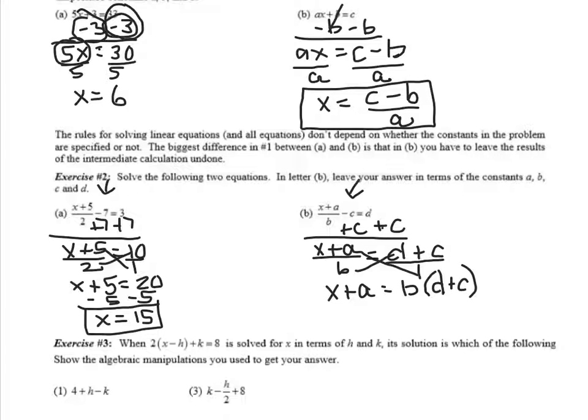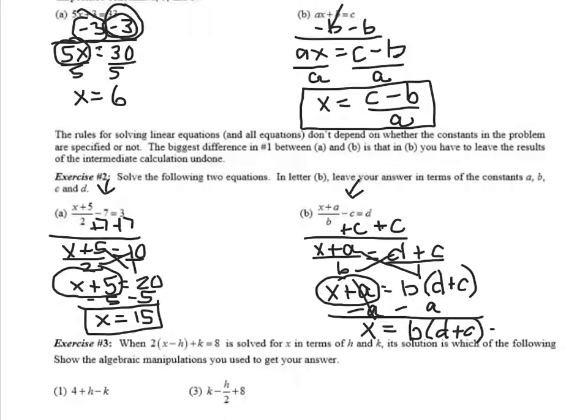So we almost have the x by itself here, just like we almost had x by itself here. To get x finally by itself, we subtracted 5 from both sides. So to get x finally by itself over here, we're going to subtract a from both sides. You end up with an x equal to b times d plus c minus a. There's your expression. It's also your solution to this literal equation.